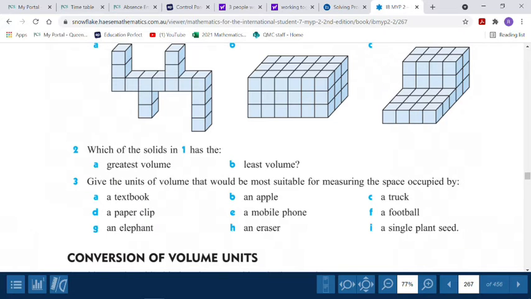Depends. Are we talking about an eraser on the end of a pencil? Or are we talking about those little rectangular erasers that y'all use? So it depends on what kind. Let's do it two different ways. What about the eraser on the end of a pencil? Millimeters cubed. What about the rectangular ones that y'all use? Centimeters cubed. So it depends on the kind in that case.